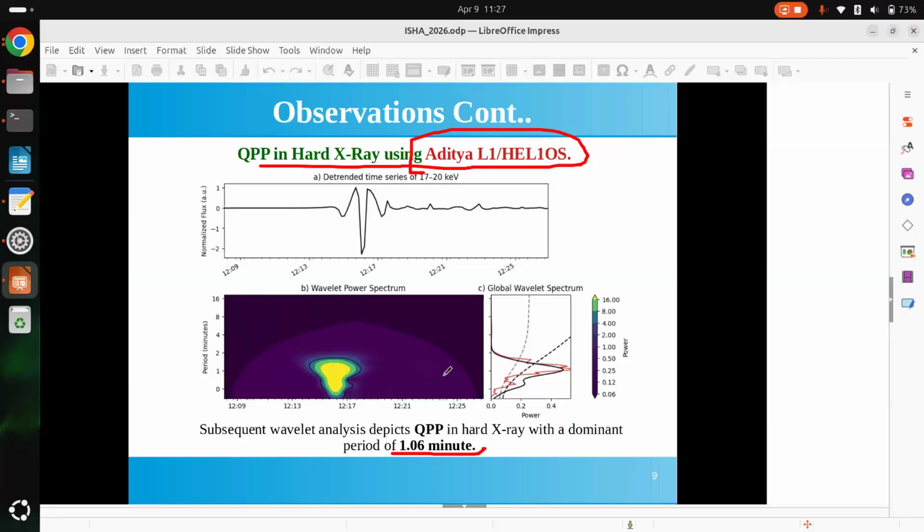of about 1.06 minute. So we are obtaining the quasi-periodic pulsation in 3 different channels, like UV and hard X-ray. The quasi-periodic pulsations in these different channels, with different periods, allow us to say that these quasi-periodic pulsations are coming from different layers of the Sun.